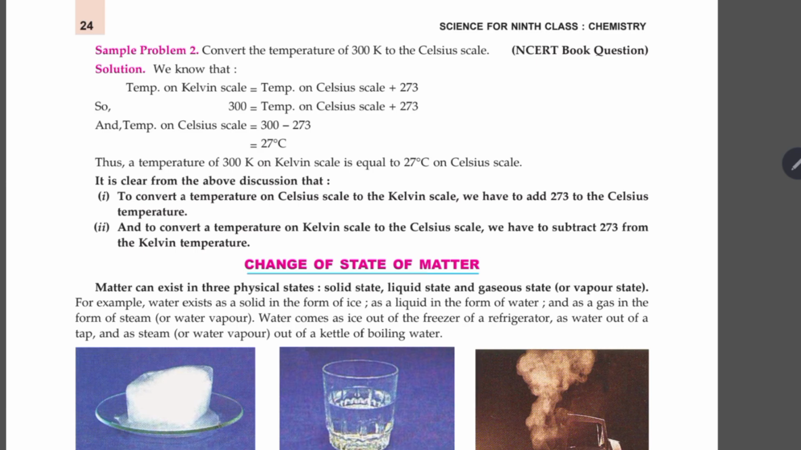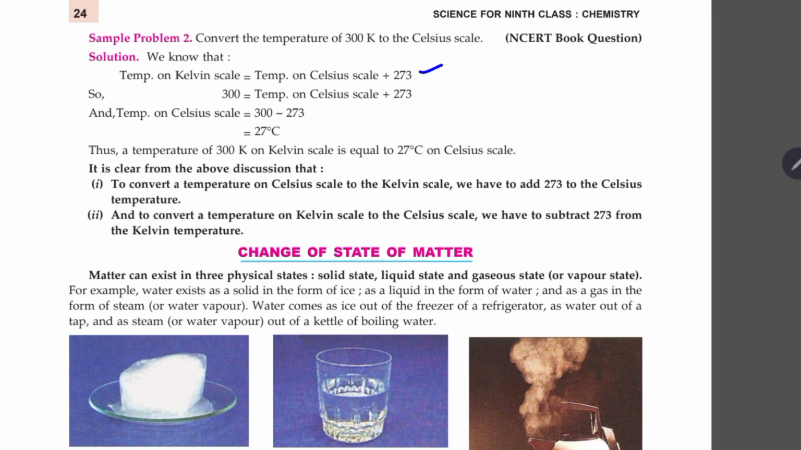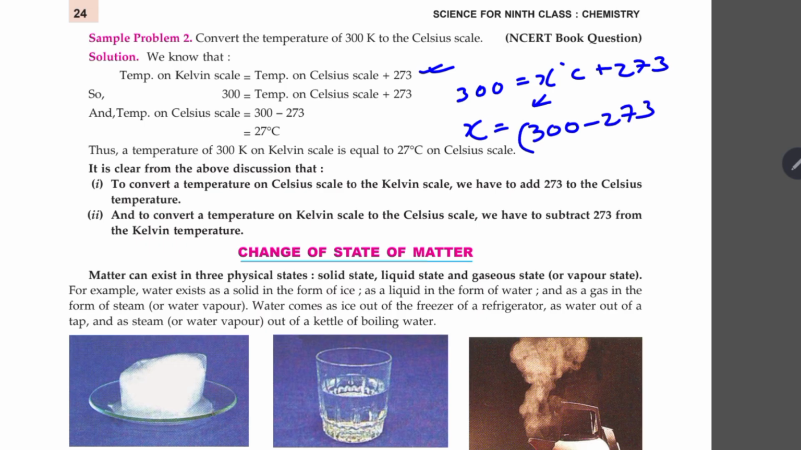Next we can see, convert the temperature Kelvin to Celsius. Previously it was Celsius to Kelvin. Now Kelvin to Celsius. The same thing, we will use this formula. Temperature on the Kelvin scale is equal to temperature on Celsius scale plus 273. So 300 is equal to x degrees Celsius plus 273. So from here we can find x, which is equal to 300 minus 273. What will be the unit? It is degrees Celsius.